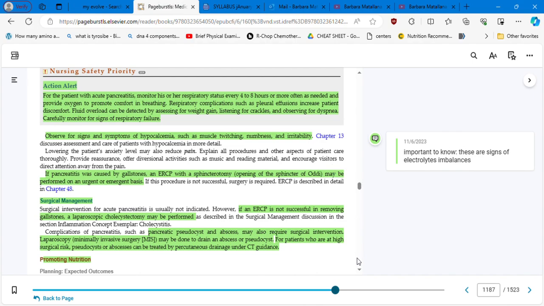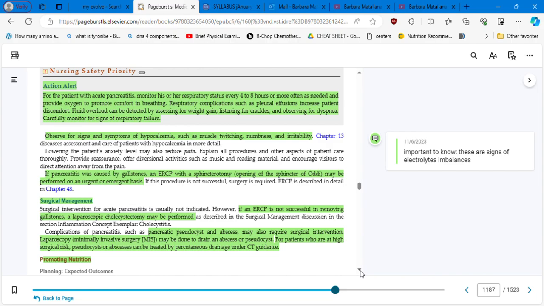If pancreatitis was caused by gallstones, an ERCP with a sphincterotomy, opening of the sphincter of Oddi, we know the sphincter of Oddi is the one that is the entrance to the duodenum, may be performed on an urgent or emergent basis.